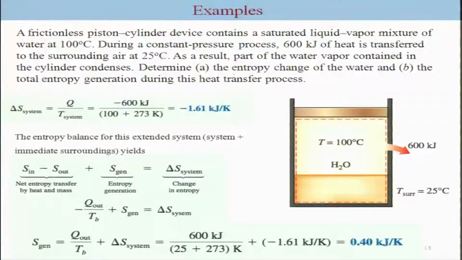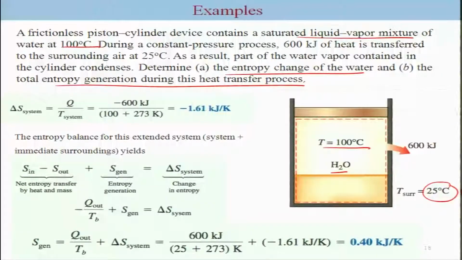Here we have a frictionless piston cylinder device which contains a saturated liquid vapor mixture of water at 100 degrees Celsius. During a constant pressure process, 600 kilojoules of heat is transferred to the surrounding at 25 degrees Celsius. As a result, part of the water vapor contained in the cylinder condenses to liquid. What we have to find out is the entropy change of the water and the total entropy generation during this heat transfer process.